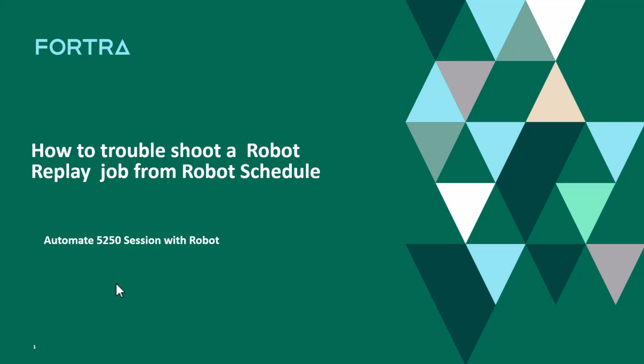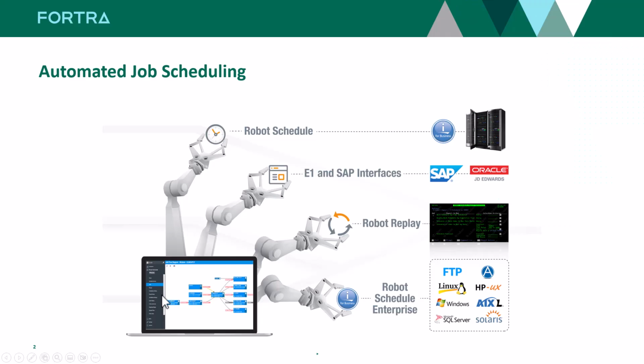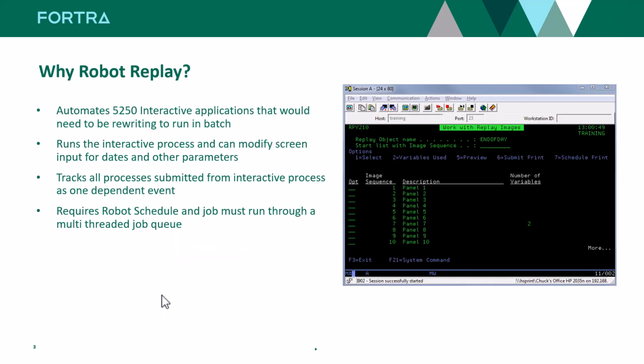Hello, this next video on Robot Replay is how to troubleshoot a Robot Replay job that's been put into Robot Schedule and some of the options that are there. As we talked about earlier, Robot Replay requires Robot Schedule. Robot Replay learns 5250 green screen sessions and can play them back as batch jobs. Along with that, it can track the sibling jobs, or the jobs that have been submitted from your green screen that we learned in. So it will track all these.